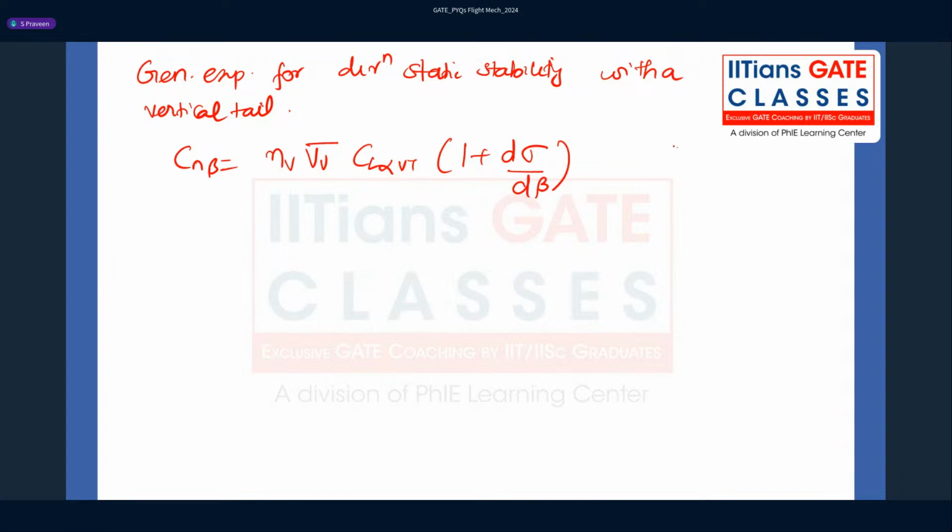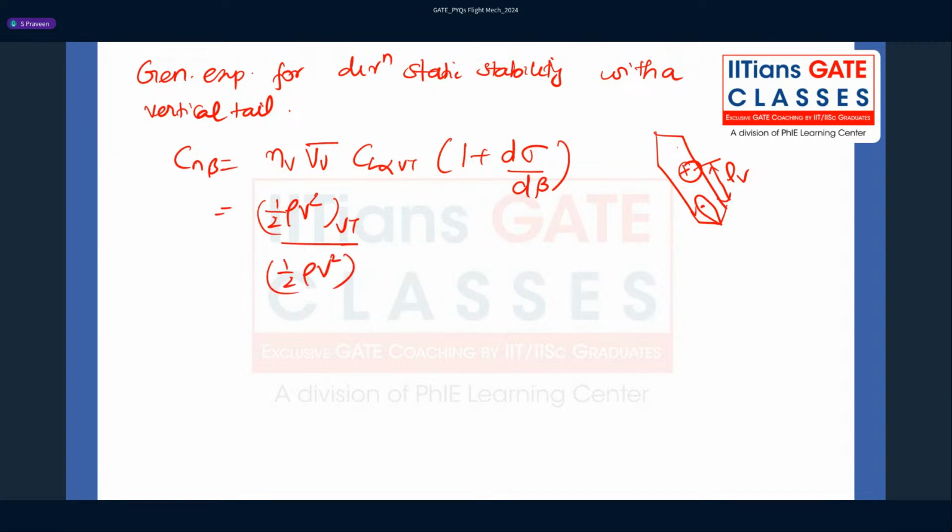So you have the aircraft. Let me just draw a big aircraft, something like this. Let's say this is the location of the vertical tail. Let's say this is the location of the center of gravity. The distance from this to the tail is basically my LV, which is the tail moment arm. Eta V is basically half rho V squared, the ratio of the dynamic pressures at the vertical tail to that of the whole aircraft. Okay. And V bar is the planform area of the vertical tail times the moment arm length.